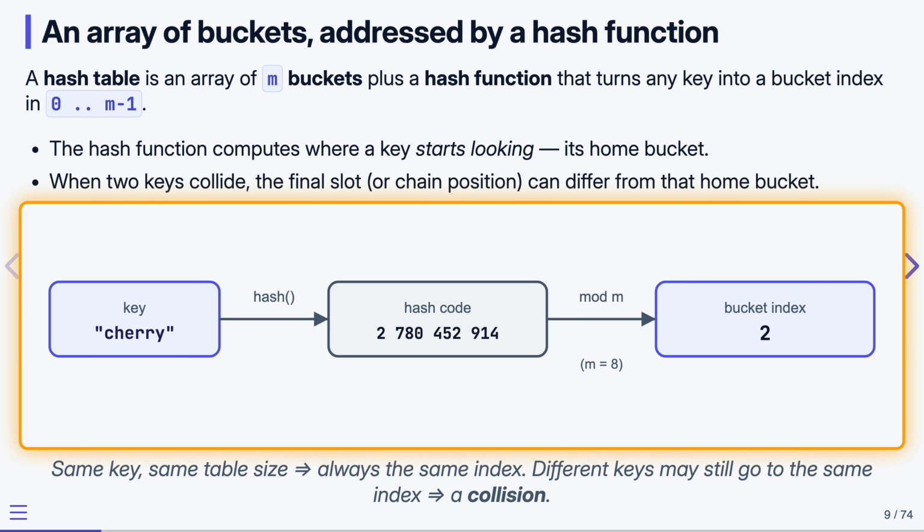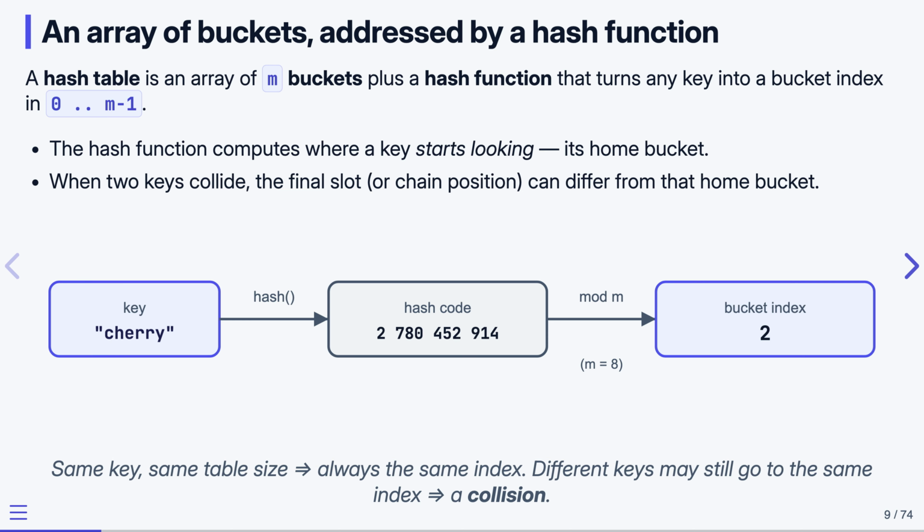Follow this pipeline from left to right. The key cherry goes into the hash function. Out comes a big number called the hash code. We reduce that number mod m, with m equal to 8. That lands on a small bucket index too. The hash function computes where a key starts looking. We call that its home bucket.